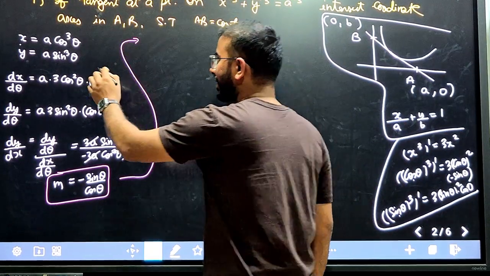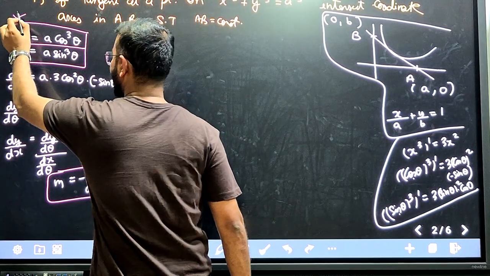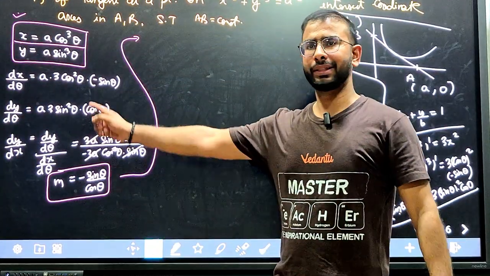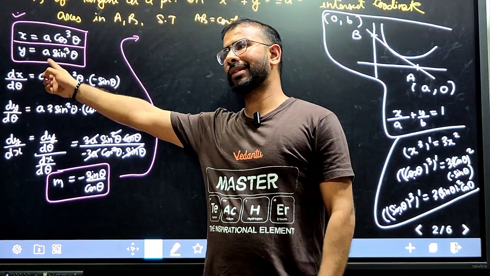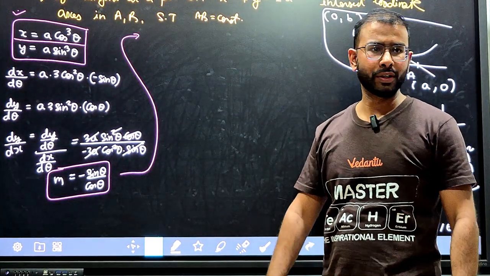So now you got m. How to get m? This is the major, most difficult part in this question, but you have to remember this. x is a cos cube, y is a sine cube. Then differentiate x and differentiate y and take the ratio. Then you will get m, slope of tangent.